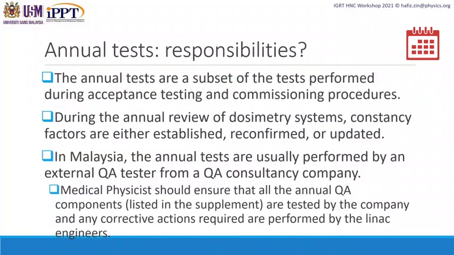On top of the monthly tests, there is also the annual test. Usually annual tests are a subset of the tests performed during acceptance testing and commissioning procedures. During this annual review of the dosimetry system, constancy factors are either established, reconfirmed, or updated.